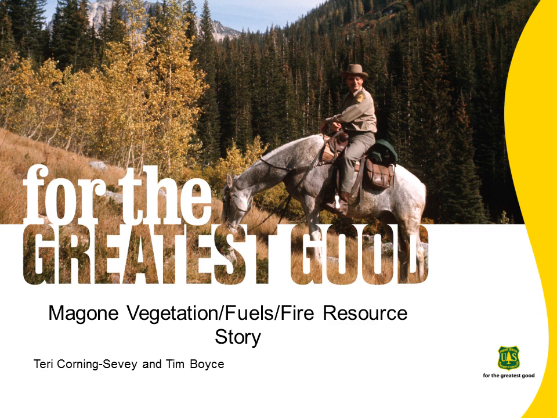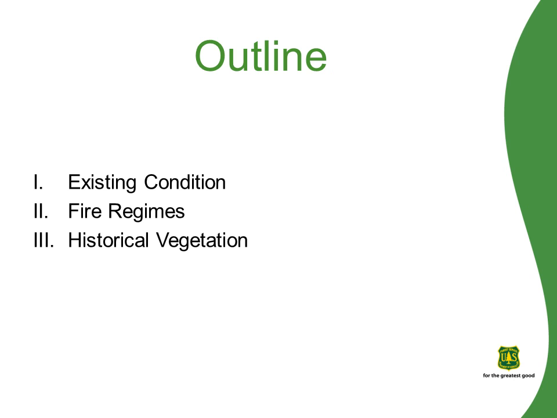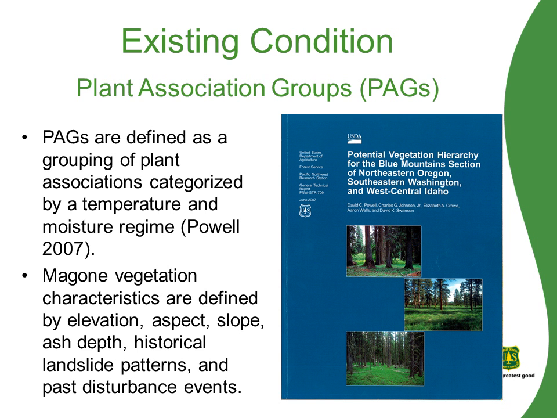This is the Vegetation and Fuels section for the Magone project area. What we'll be covering in this production is the existing condition, the fire regimes, and historical vegetation. The plant association groups we are working with are those described in the David C. Powell et al. document shown here.